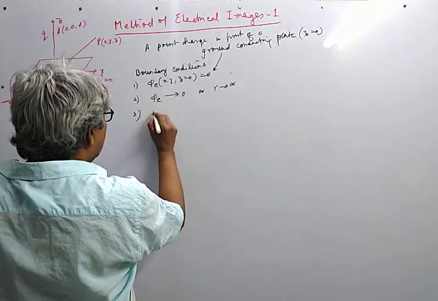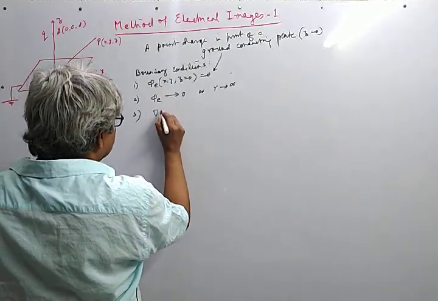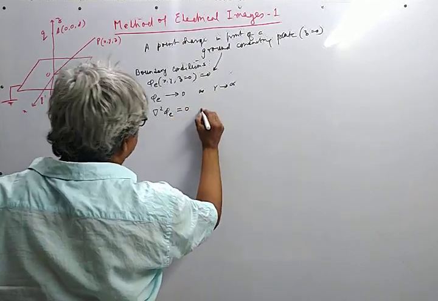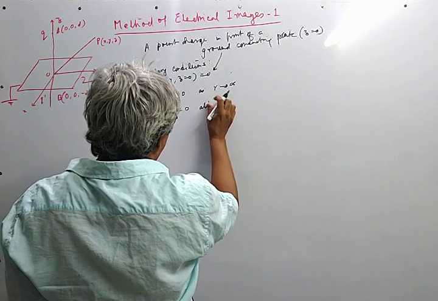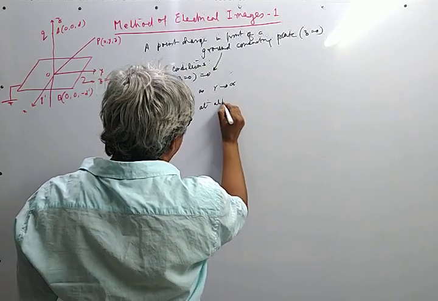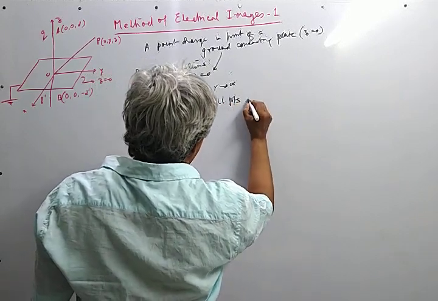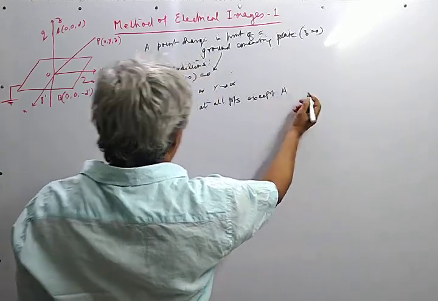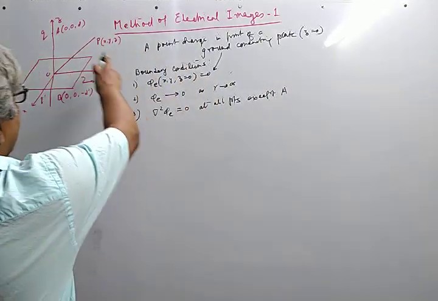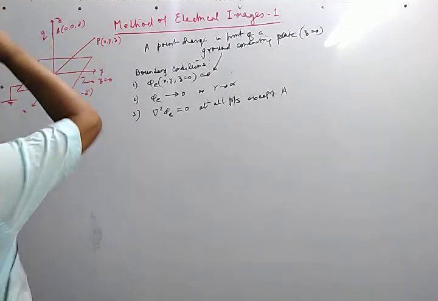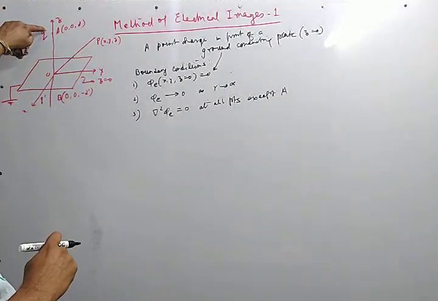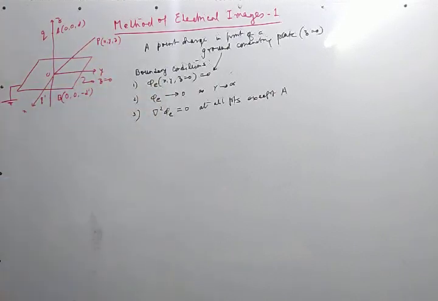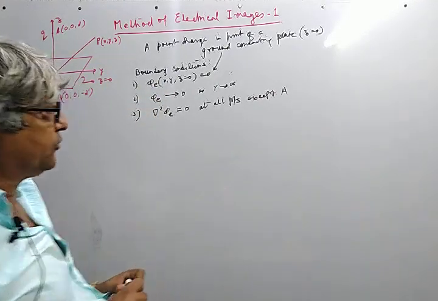Thirdly, phi satisfies Laplace's equation at all points except A, because A is the location of the point charge. At this point, Poisson equation will be satisfied, and at all other points Laplace's equation will be satisfied. These are the boundary conditions.